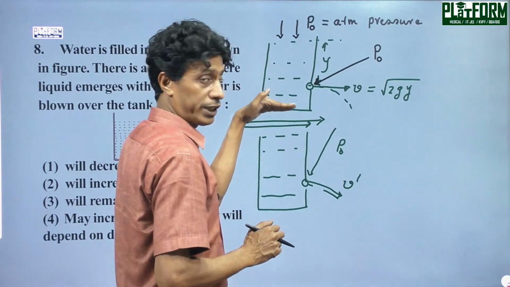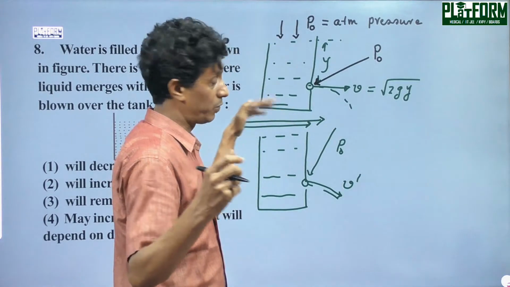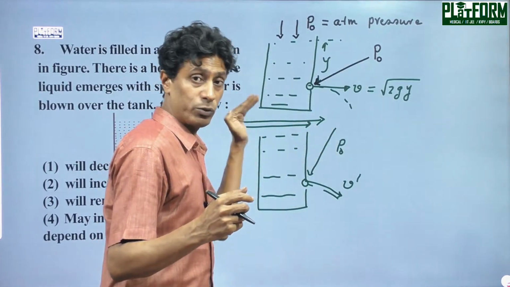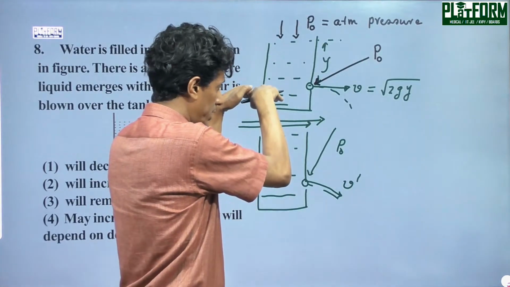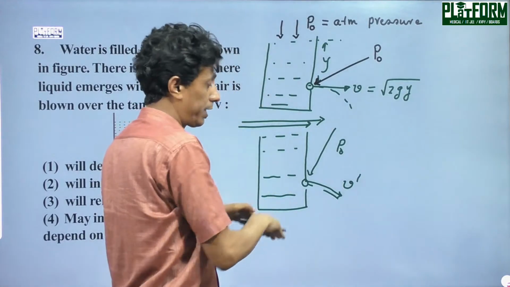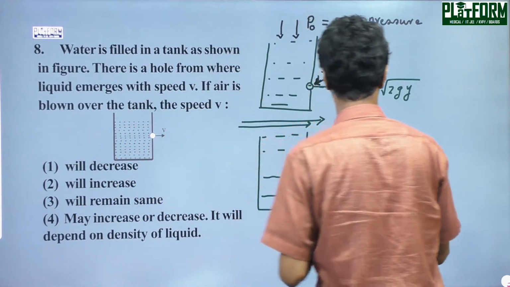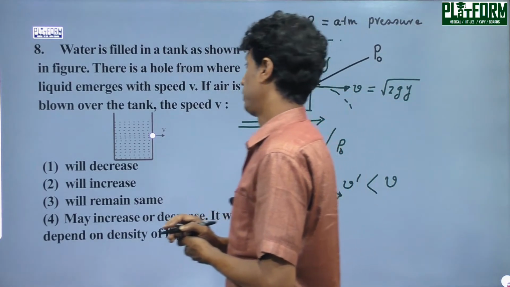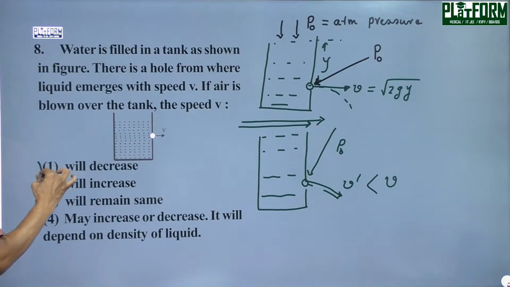Pressure above the tank, since it is decreased due to the air flow over the liquid surface, the pressure on the liquid in the container decreases, and this velocity becomes less than V. So the speed will decrease. Next problem.